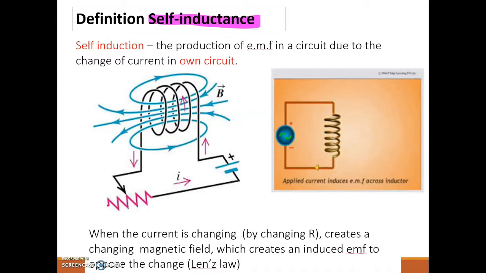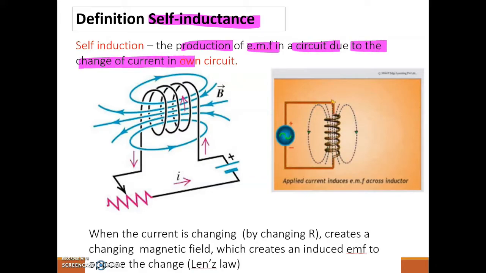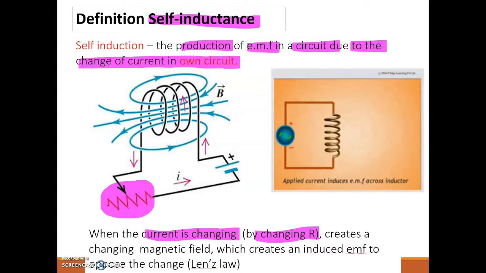Definition of self-inductance. Self-induction is the production of EMF in a circuit due to the change of current in its own circuit. How is the current changing? By changing R. By changing this R, as shown here, the resistor can change, which creates a change in magnetic field, and then will create an induced EMF to oppose the change according to Lenz's law.